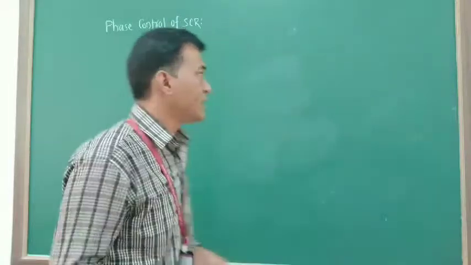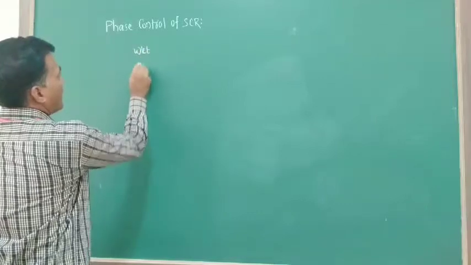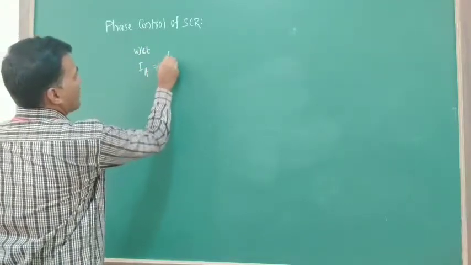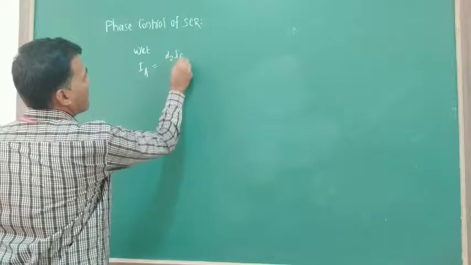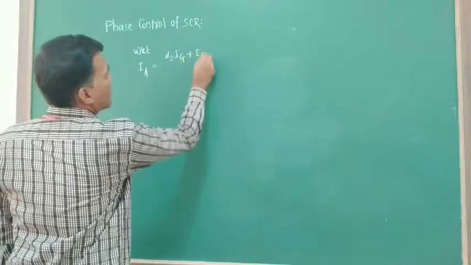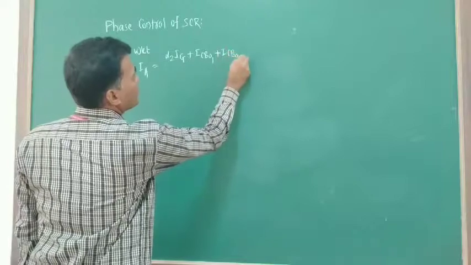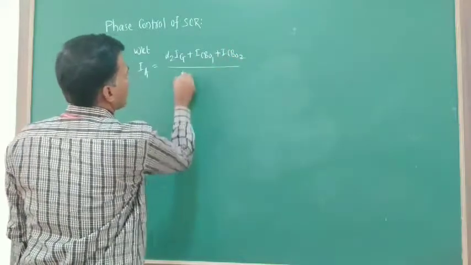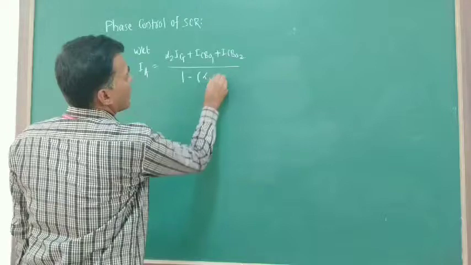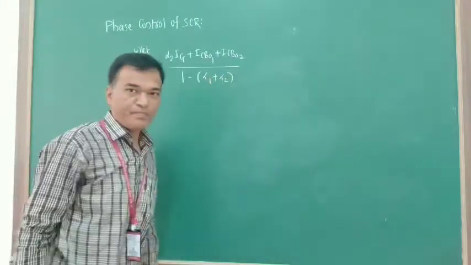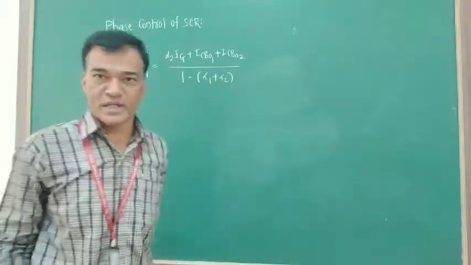We know that the anode current IA can be given as alpha 2 into Ig plus ICBO1 plus ICBO2 divided by 1 minus alpha 1 plus alpha 2. This is what we discussed in the last class.